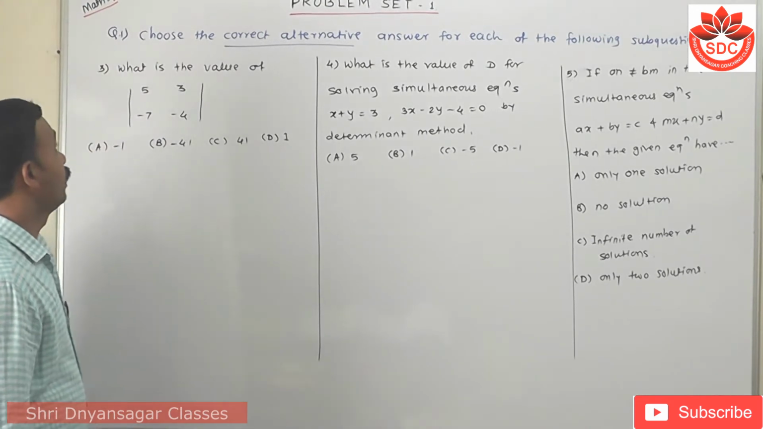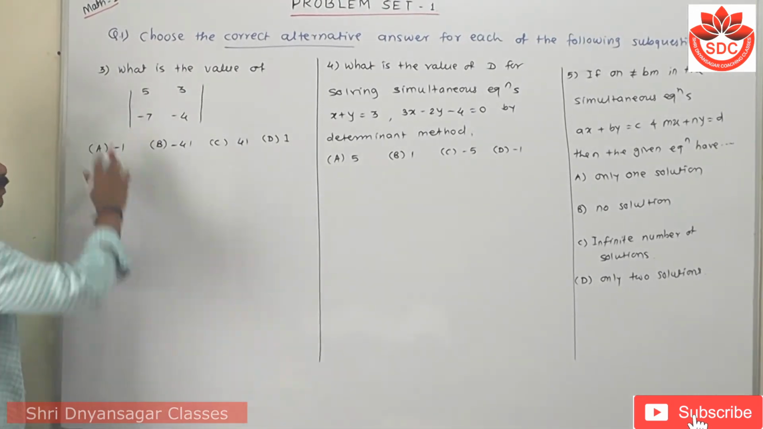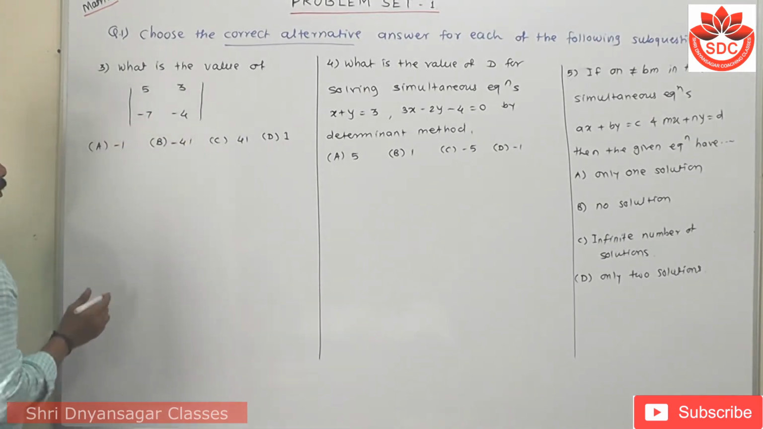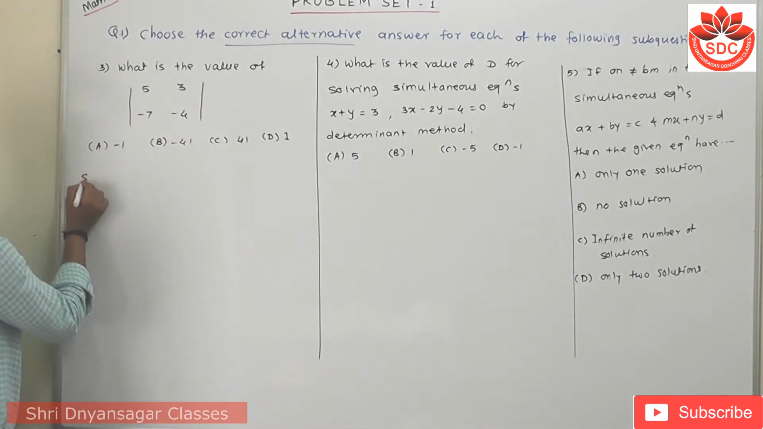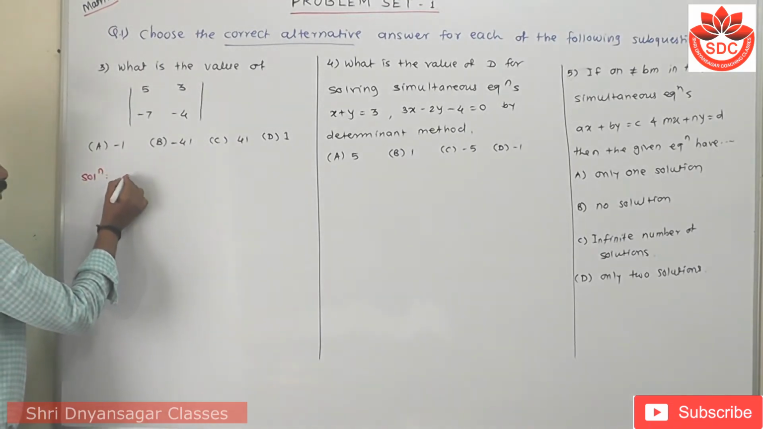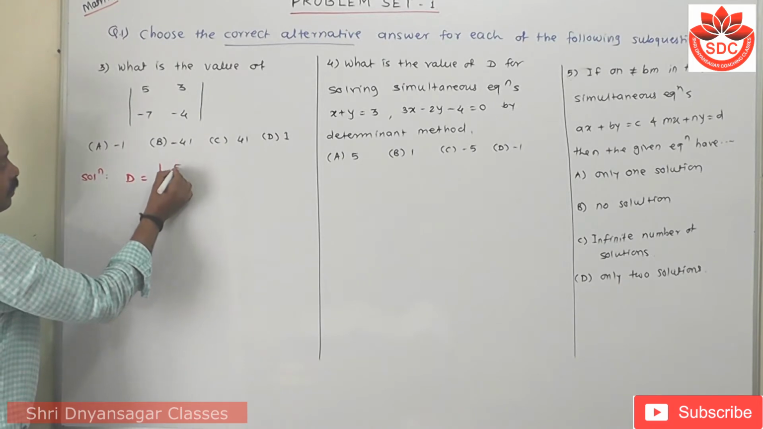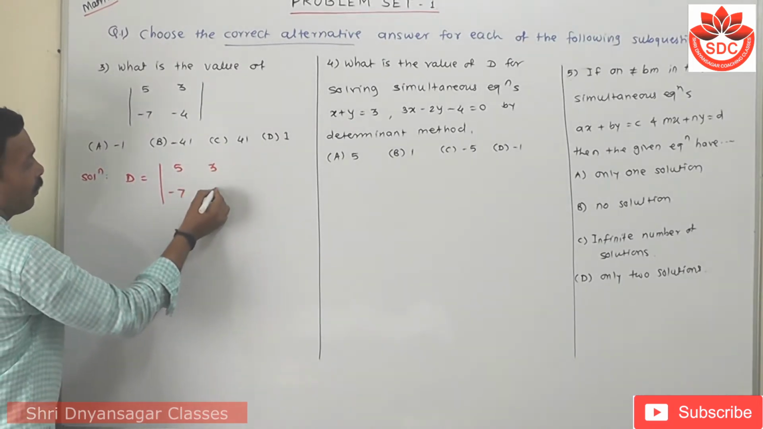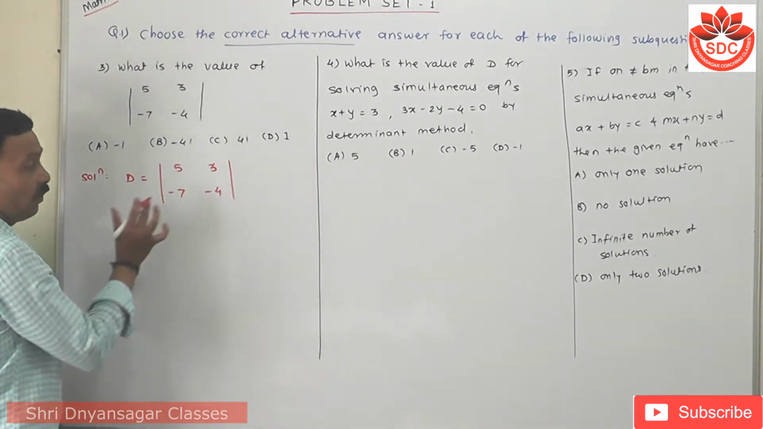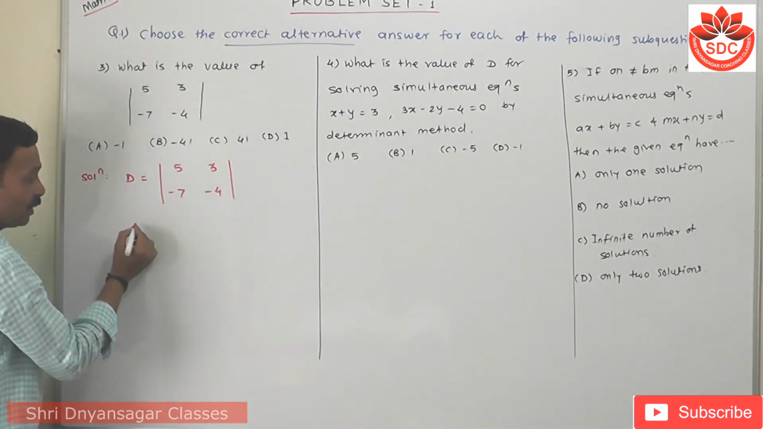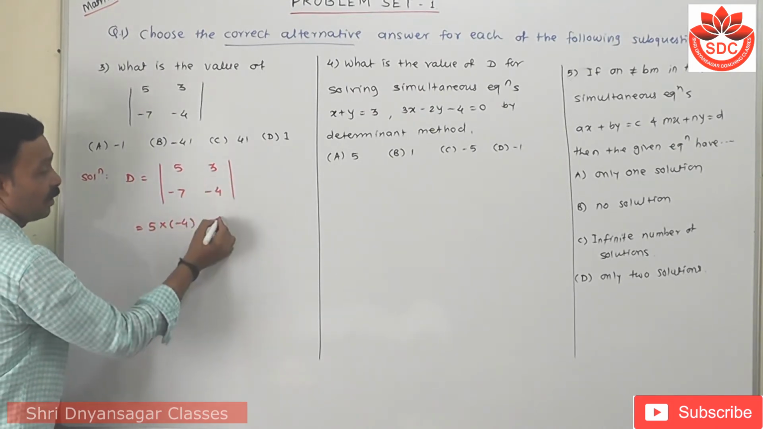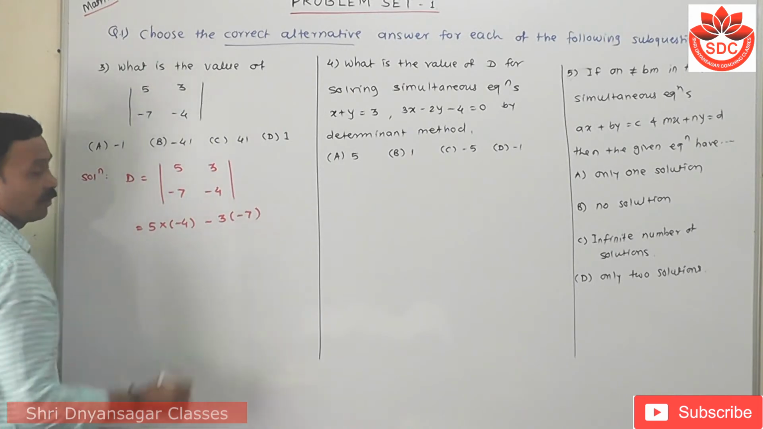Okay, then the third sub question. What is the value of this determinant? Now here solution. This is the determinant D is equals to 5, minus 7, 3 and minus 4. All of you know that the rule for solving the determinant, first always take this cross product, means that 5 into minus 4 minus this 3 into minus 7.